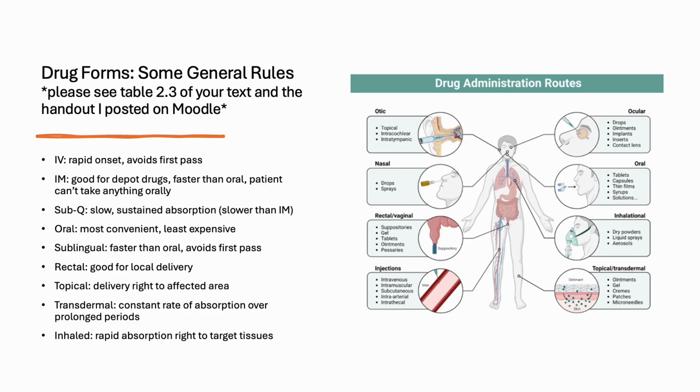We know IV has a rapid onset. Oral is the most convenient, and it happens to be the least expensive. Sublingual goes into the mouth, but it melts under the tongue. It avoids first pass metabolism, so it's absorbed right into the capillaries under the tongue.